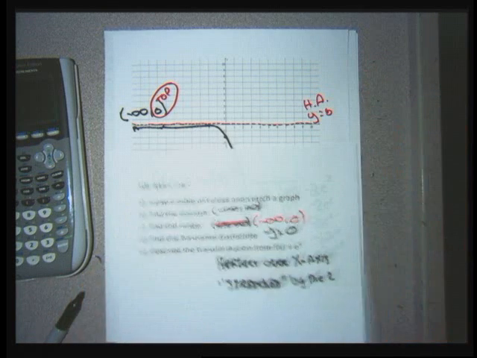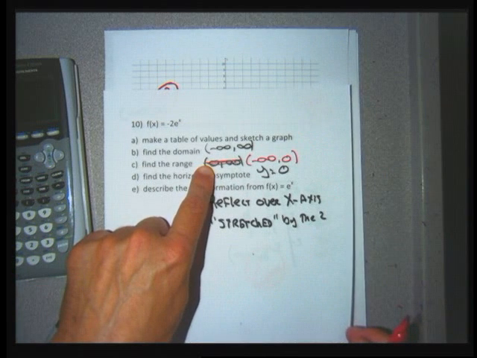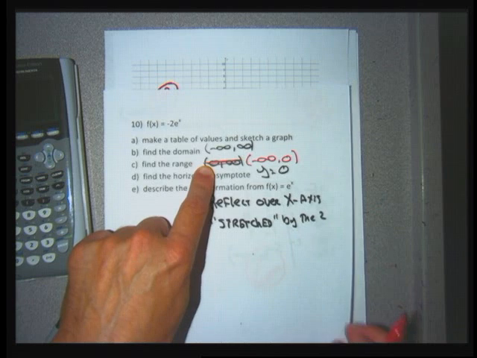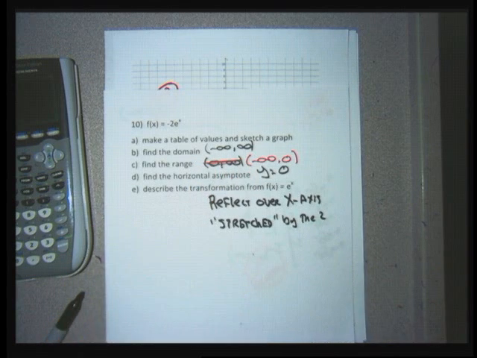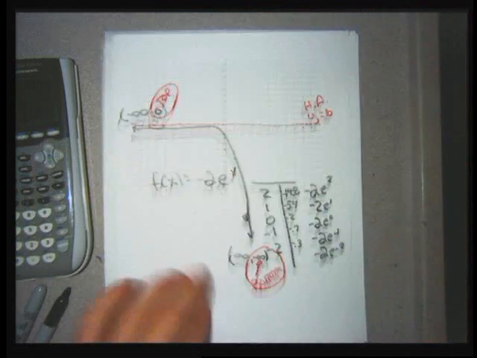That part was okay, but my range, saying 0 to infinity, basically says the graph only exists above the x-axis, which is wrong because the graph only exists below the x-axis. So negative infinity to 0 would be appropriate for that. And that's everything for that problem.